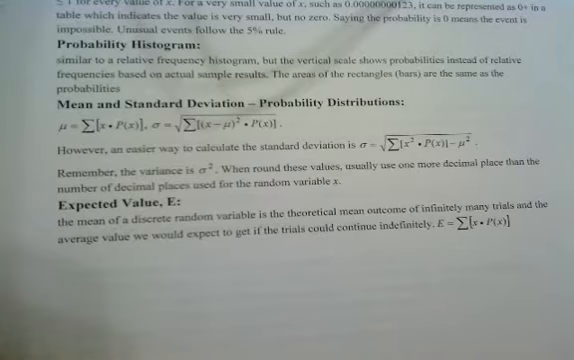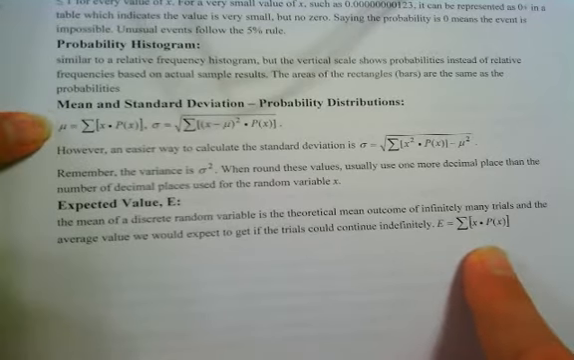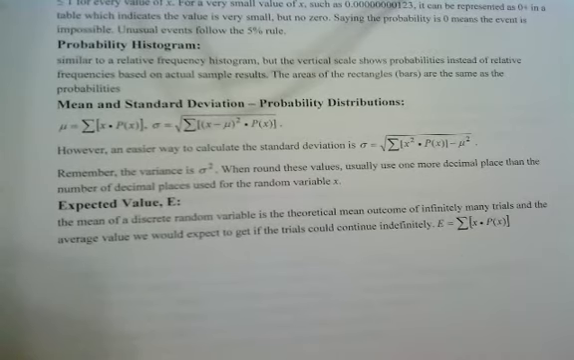The mean of a discrete random variable is the theoretical mean outcome of infinitely many trials, and the average value we would expect, E for expect, to get if the trials could continue indefinitely. So note these are the same. E and mu are the same thing. So that is basically all of the new information, and now let's see some examples.